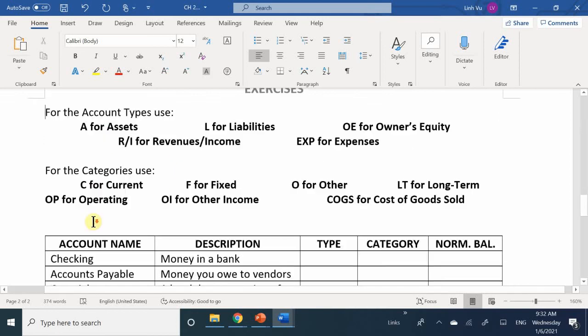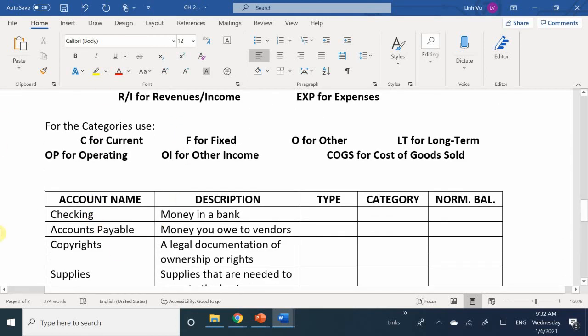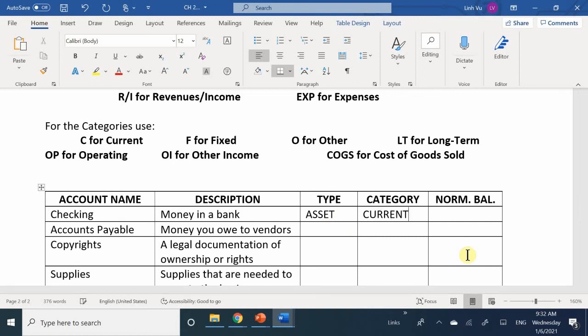So first things first, the first thing I have is a checking account. Now, what is a checking account? It's money in the bank. It is an asset. Yes, it is. Yes, current asset, and it's current. Good, because it's already in its liquid form. And what kind of normal balance would it typically have? Debit. Yes, it is increased by a debit. Okay.